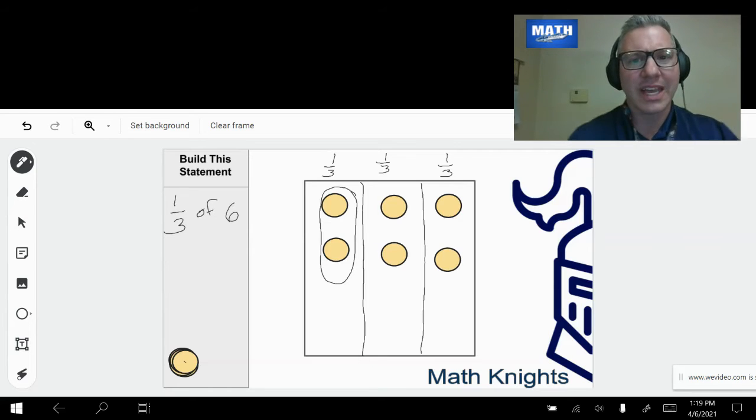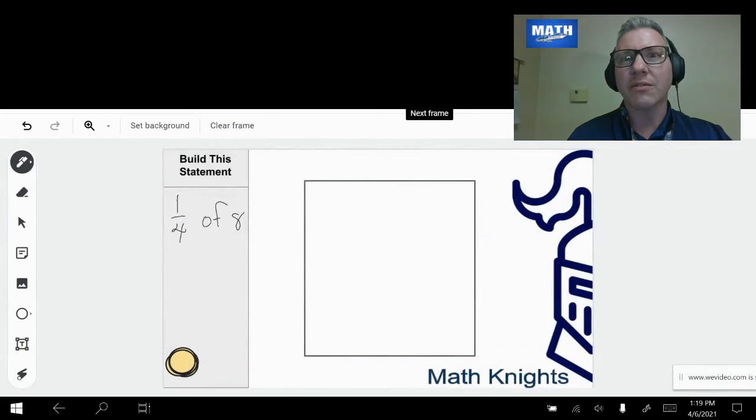Let's see if this works again, because sometimes things work in math and then I try them again and they don't work, but maybe this will work. Let's see if we have some, it's called repeated reasoning. Does this work again if I try the same thing? So I have a shape here again, and I have another statement. This statement says 1/4 of 8.